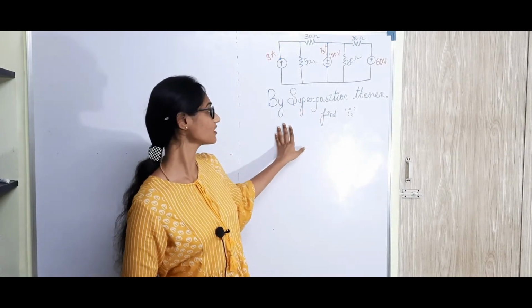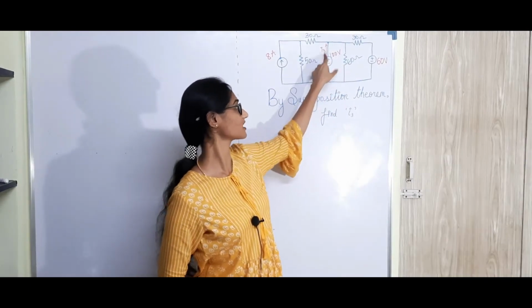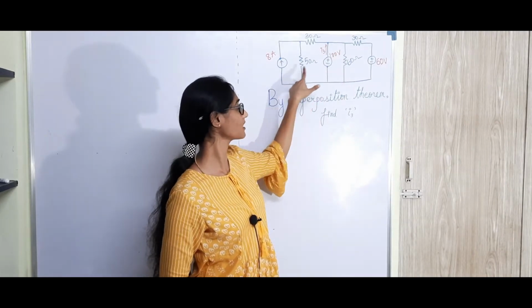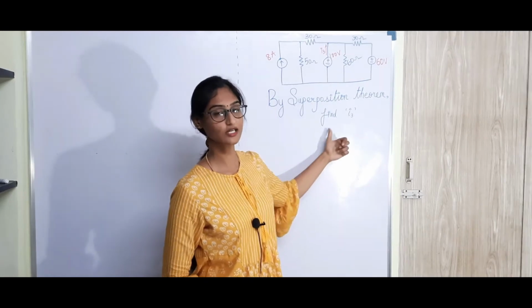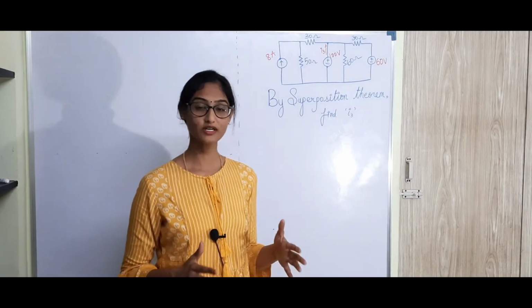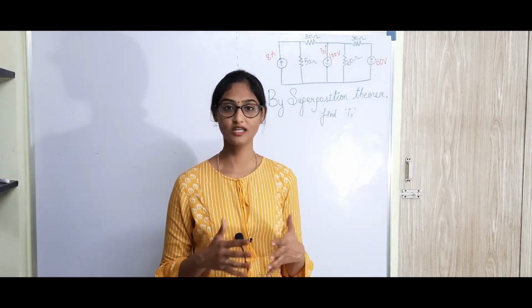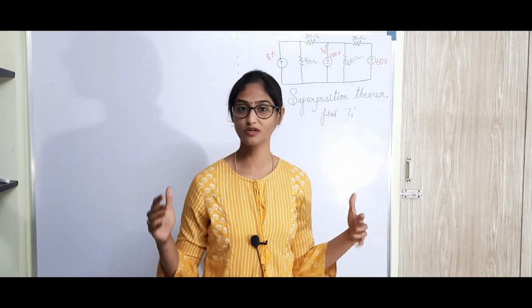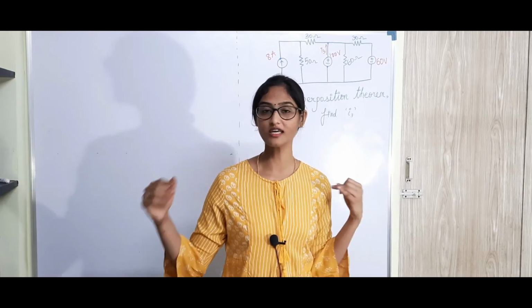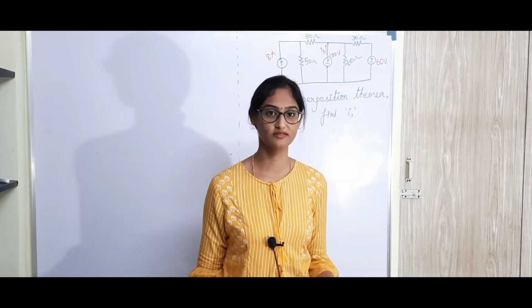In this problem, we need to find the value of the current I3, that is through this branch which is supplied by 3 sources, and you need to apply superposition theorem to find that. This problem can also be solved by many methods. You can solve this by using mesh analysis, by nodal analysis, or any other technique that you are comfortable with.